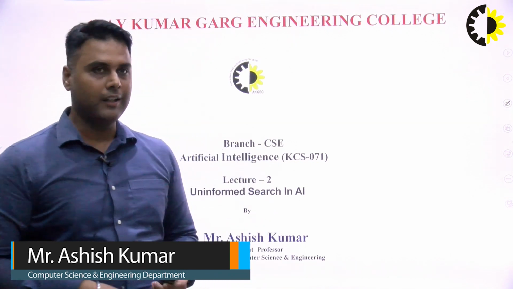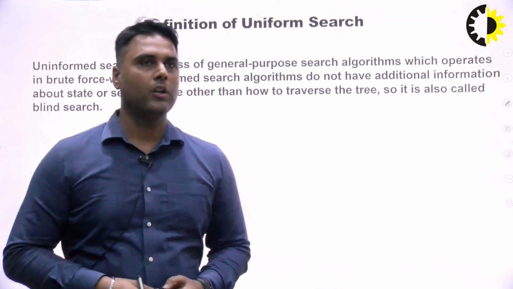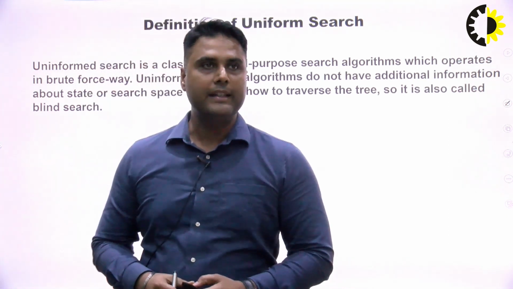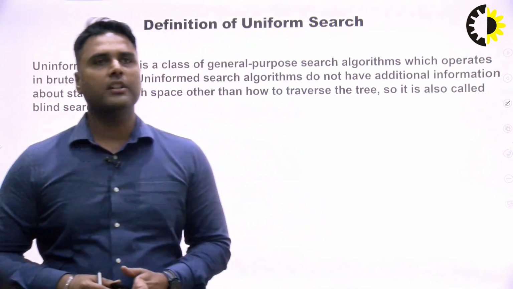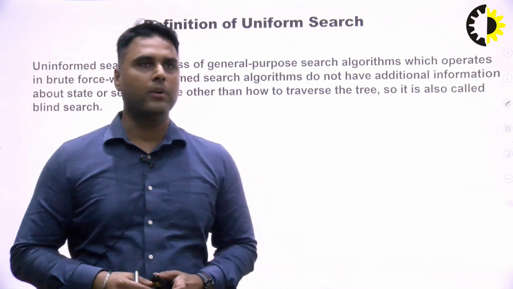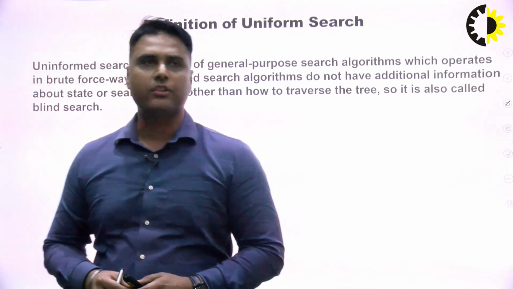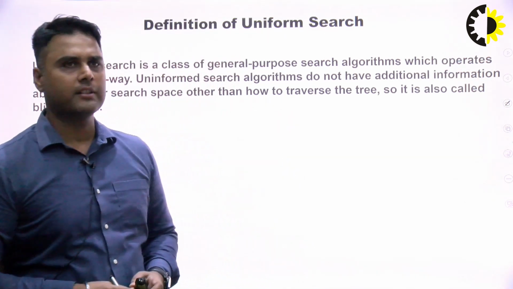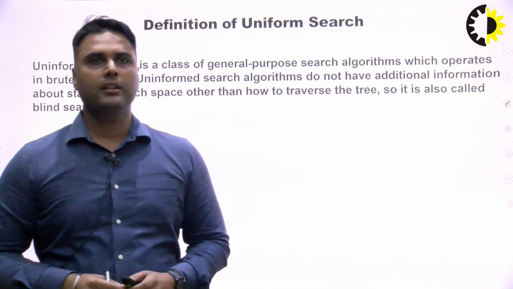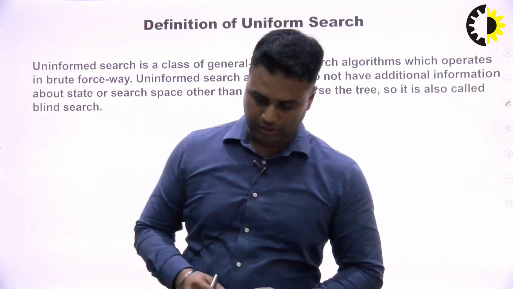Today my topic is uninformed search in AI. First, the definition of uninformed search. Uninformed search is a class of general purpose search algorithm which operates in a brute force way. Uninformed search algorithms do not have additional information about state or search space other than how to traverse the tree. So it is also called blind search.